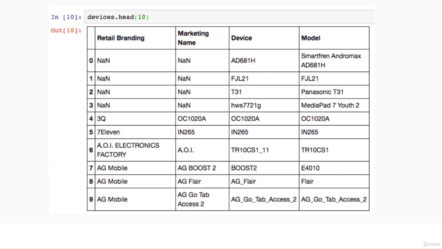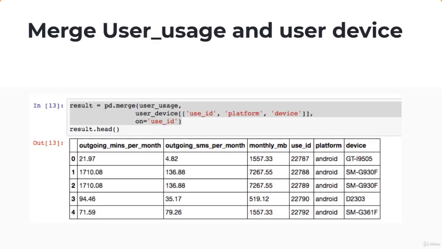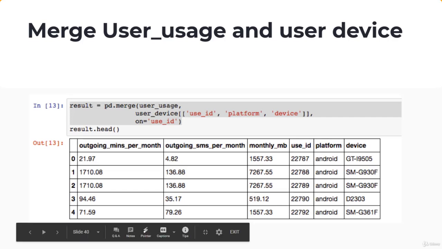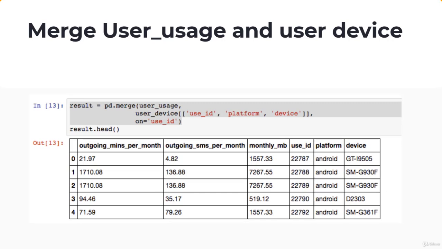So we have the user usage and the user device data frames. We need to merge these two data frames into one data frame. So let's merge them using this syntax we have learned. We're going to select user ID, platform and device from the user device, and we're going to use user usage as the left data frame and the right data frame, and they will be merged on the user ID. So the common column in these two data frames is the user ID. That's why we're merging on that.